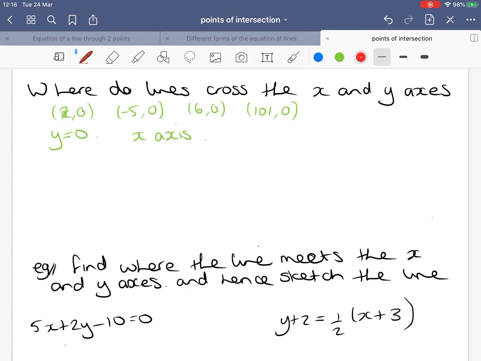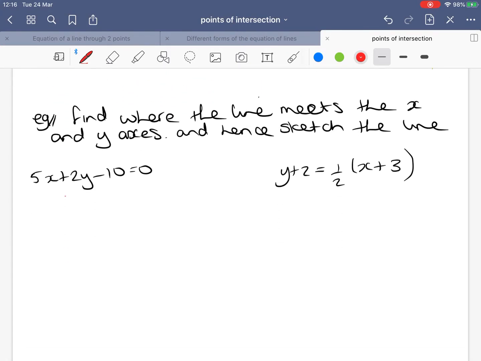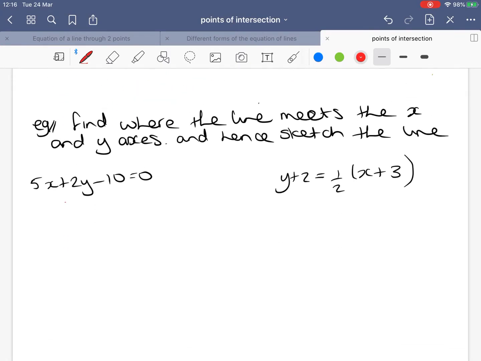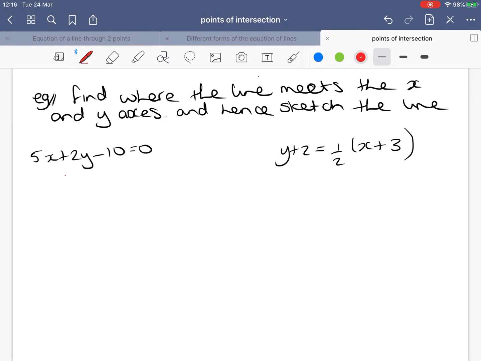Equally, think about coordinates on the y-axis. You've got (0, 7). You've got (0, -2). You've got (0, -101). So in this case, on the y-axis, it's the x part of the coordinate that is always 0. And we use this fact to work out where straight lines meet the x and the y axis.